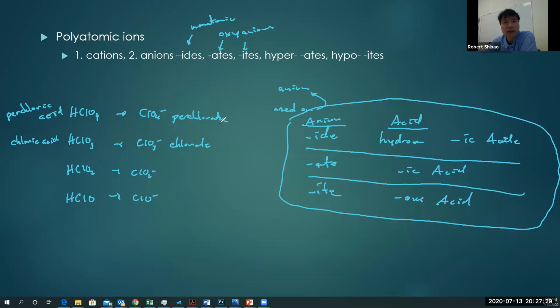So these are the ATEs here. Now this one is chlorite. Chlorite has one less oxygen than ATE. And so that's an ITE. So that's different. That's an ous acid. So chlorite, we change the ending. We call it chlorous acid. And this one, this is going to be hypo. So this is hypochlorite. Hypochlorite, well, it's ITE, so we're just going to call it hypochlorous acid.